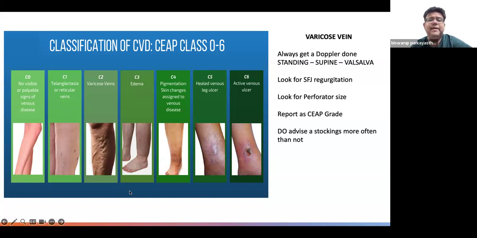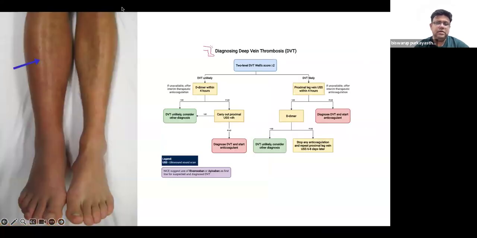And remember another thing, never ever dismiss a varicose vein as cellulitis of the leg. This is the most common mistake that we make in clinical medicine, branding every other swelling in the leg as either cellulitis or some form of chronic venous insufficiency. It could be an acute DVT. This would be my next thing: how do you diagnose DVT?